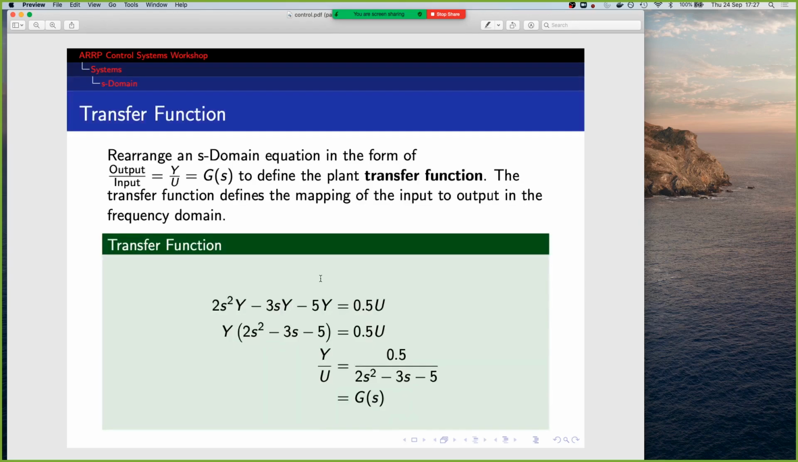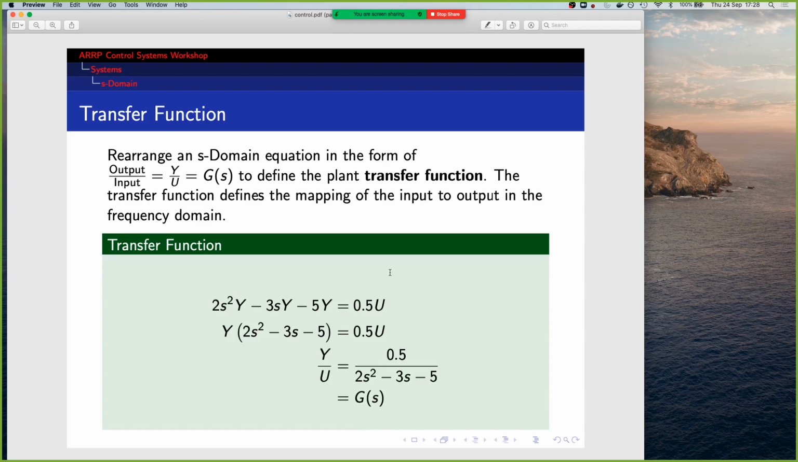All right, grab your pen and paper. If you want to, you can probably do it in your head too. To derive the transfer function, we want to put the S domain version of the differential equation in the form of output divided by input, or y divided by u, equals some function of s, and that's G of s. And we call that the transfer function. So here's an example of manipulating that differential equation in the S domain to the transfer function form. Output y divided by input u, and we get this rational polynomial of functions of s, 0.5 divided by 2s squared minus 3s minus 5. So this is what we call G of s.